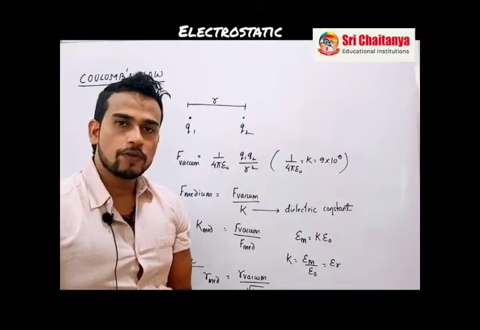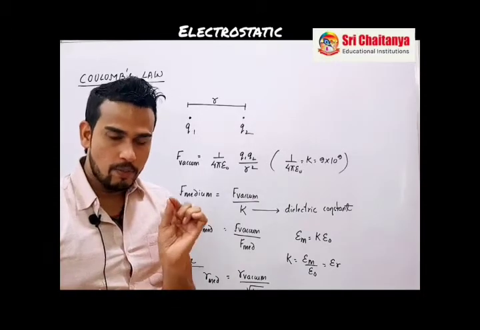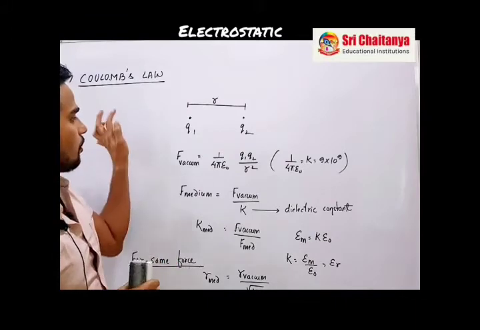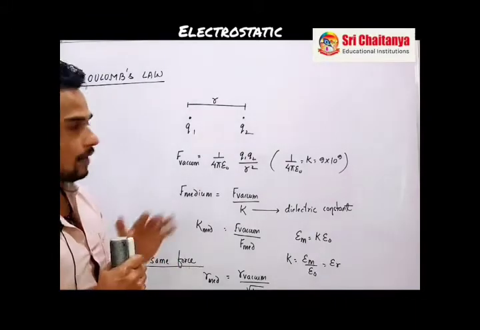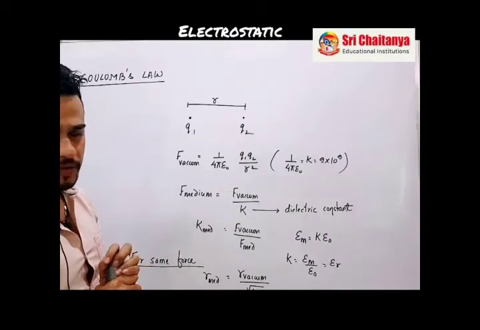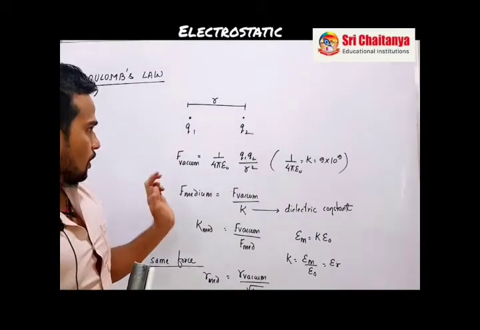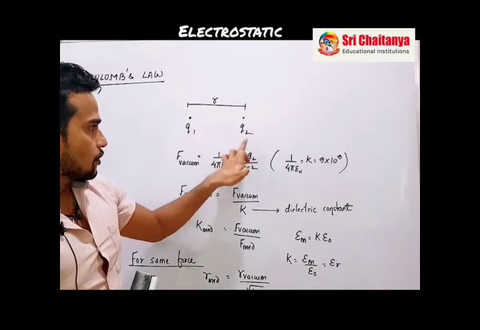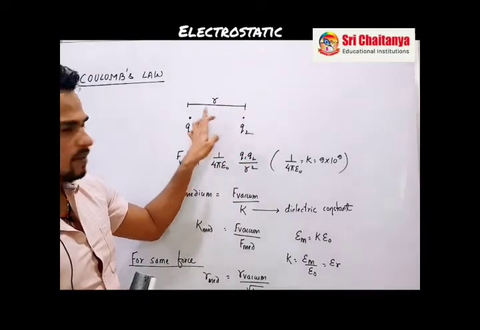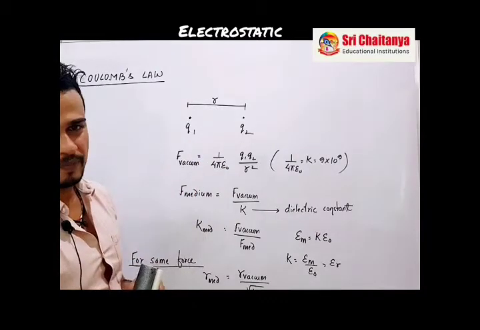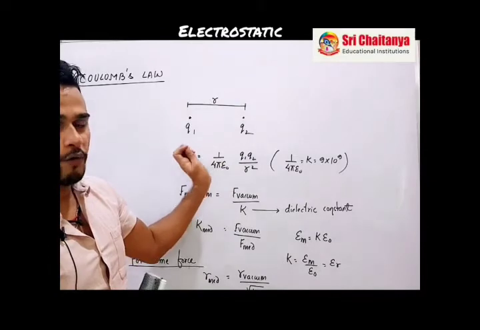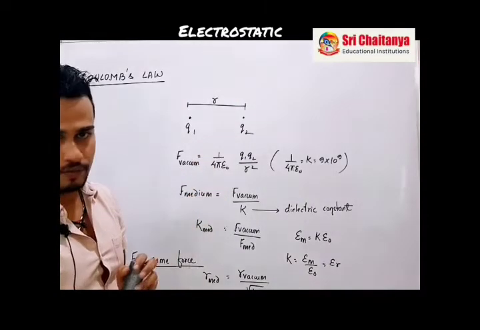Now we will move towards our second important topic in electrostatics. We will talk about Coulomb's law, which is a very important topic known to everyone. We are just revising this. What Coulomb's law tells you is, if you have two charges Q1 and Q2 separated by a distance r, then they will have a force between them. If they are of the same nature, the force will be repulsive. If they are of opposite nature, the force will be attractive.